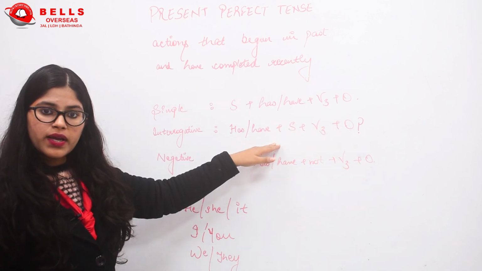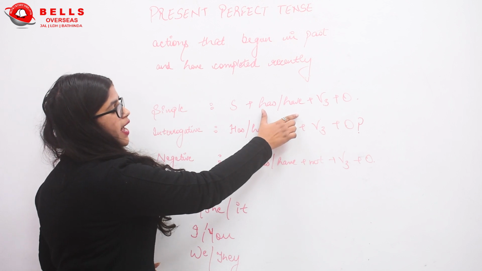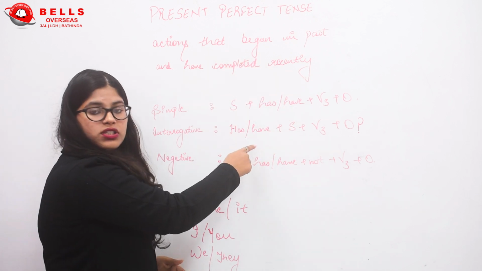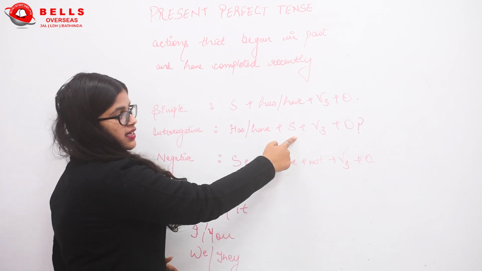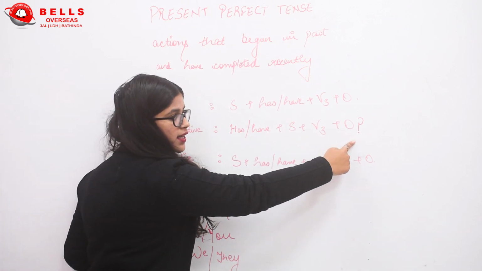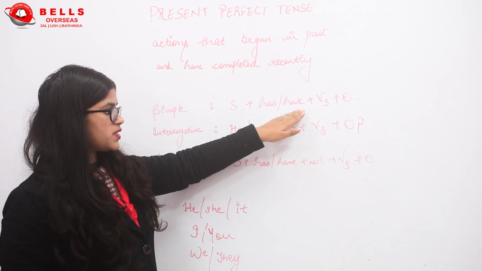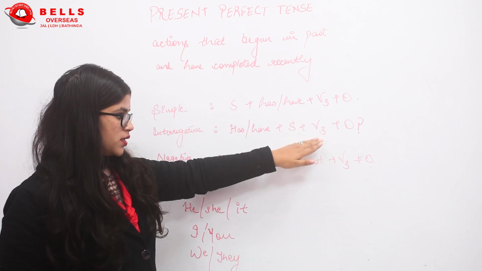When we move to interrogative, what do you have to do? You just have to pick up your helping verb, that is has, have, and you'll put it before the subject. Has he gone to the market? Question mark. This is how you transform a simple sentence into interrogative sentence.